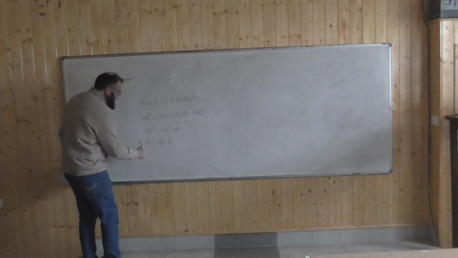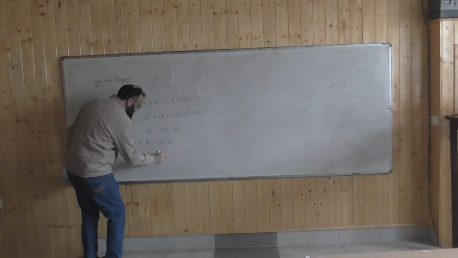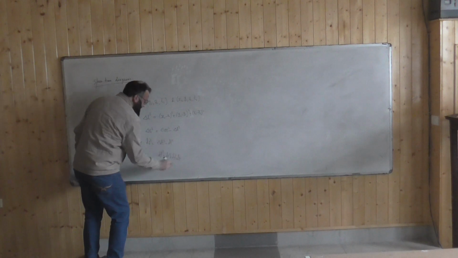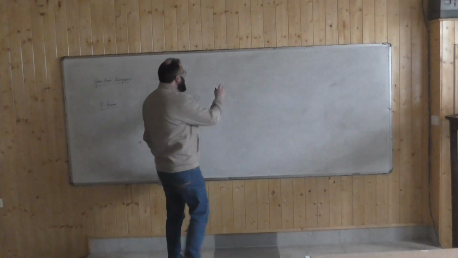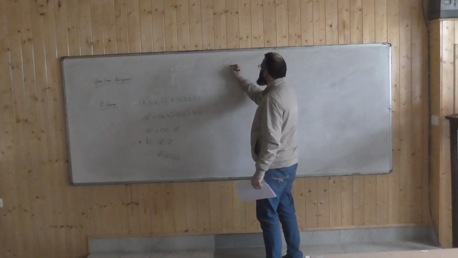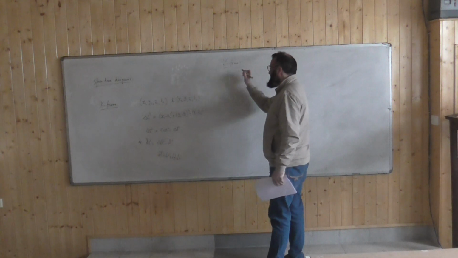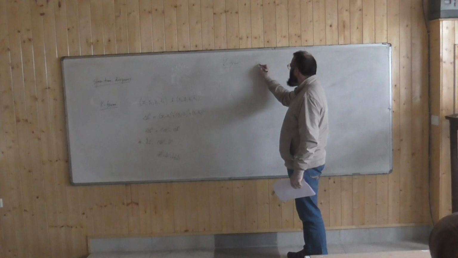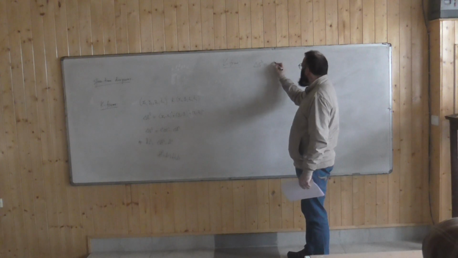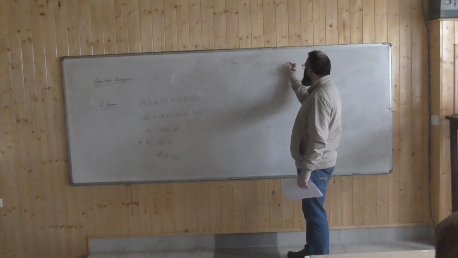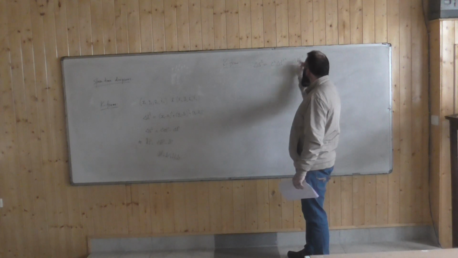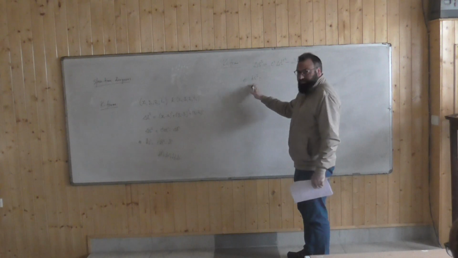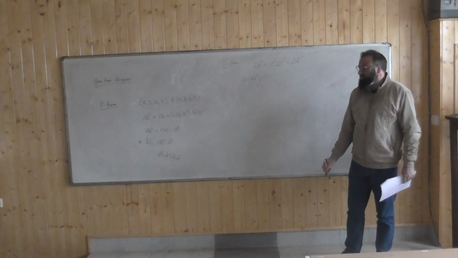Where dl will be, what will be dl square? It is simply dx square plus dy square plus dz square. Similarly, in the K prime frame, I can have c square delta t prime square minus delta l prime square, or I can write ds square because it is invariant. That's why I have put ds.